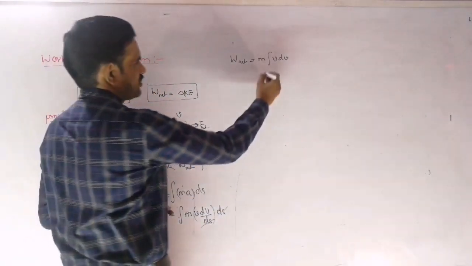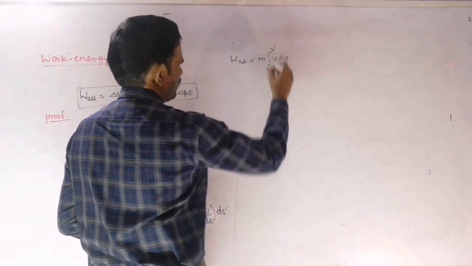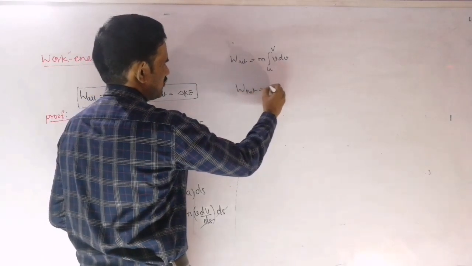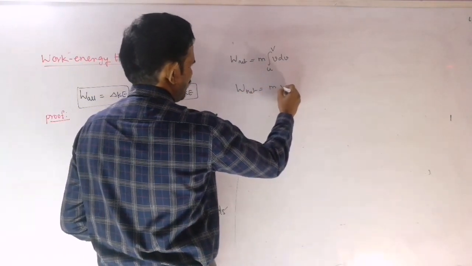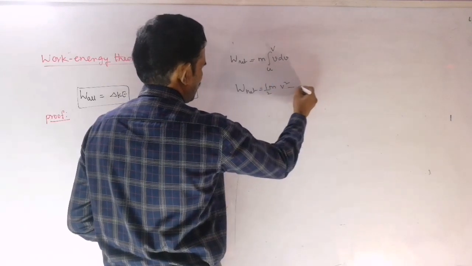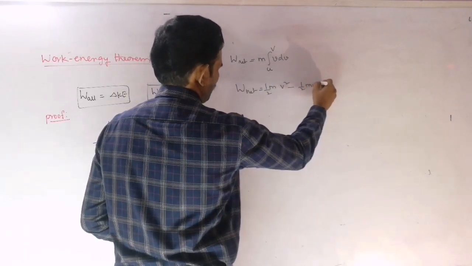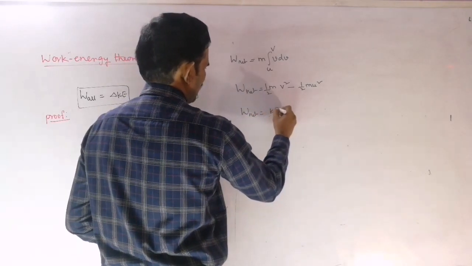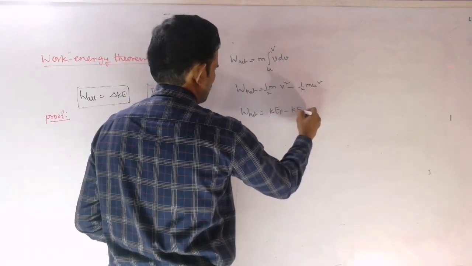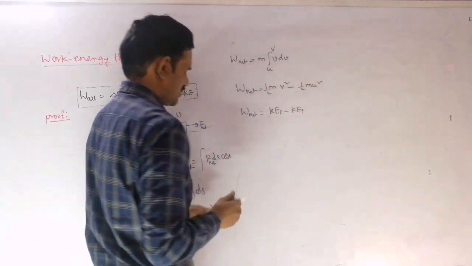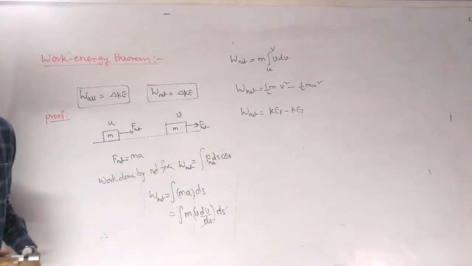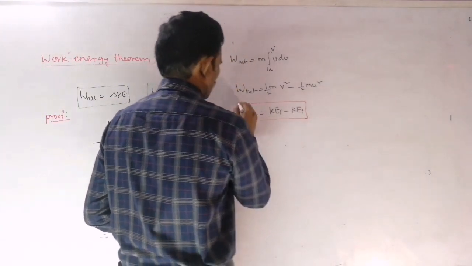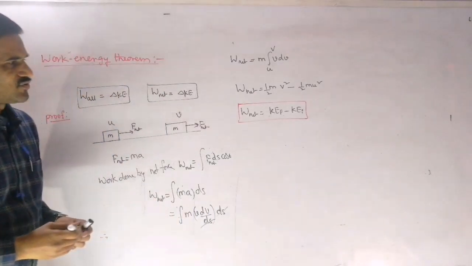The integration we need to write. So the limits are from u to v, initial velocity to the final velocity. So therefore net work done is equal to M into, I can write this as half m v square minus half m u square, right? So therefore net work done is equal to final kinetic energy minus initial kinetic energy. So that is nothing but our work energy theorem. Work done is equal to change in kinetic energy. Work done by all forces, or work done by the net force, is equal to change in kinetic energy. So that is a proof for that.